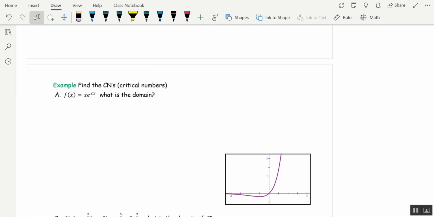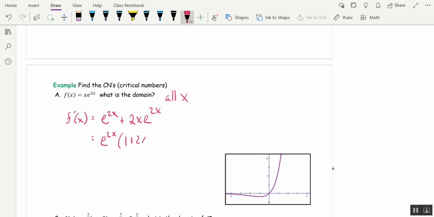All right, so before we get to the test for absolute max, absolute min on a closed interval, let's practice finding some critical numbers. Since critical numbers have to be in the domain of the function, you always have to know what the domain is. So in this case, the domain of this function is all x. e to the 2x has no problems, x has no problems, so the product has no problems. So now we want the derivative, f prime of x. We need the product rule, so we're going to have e to the 2x plus x times the derivative of e to the 2x. That would give us 2x e to the 2x. And we'll factor out an e to the 2x. We get 1 plus 2x here.